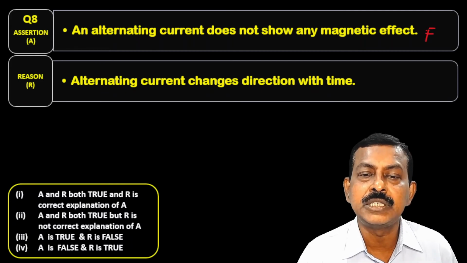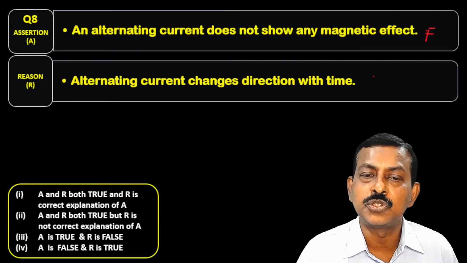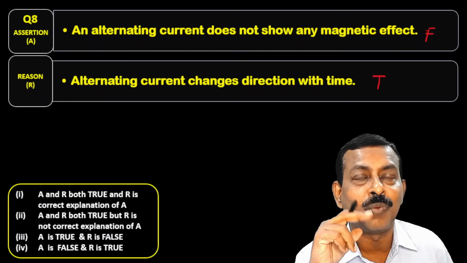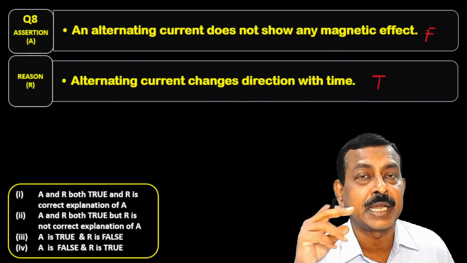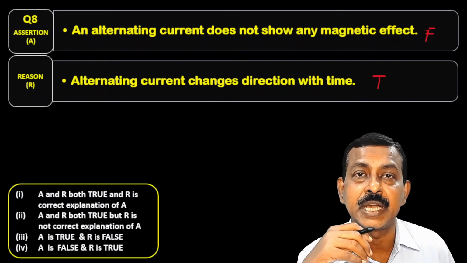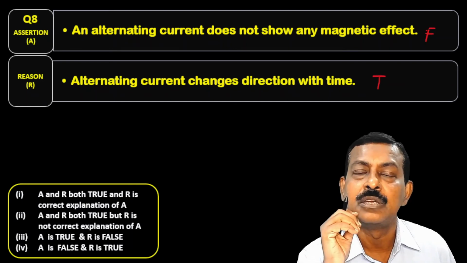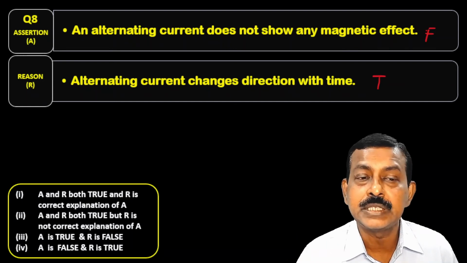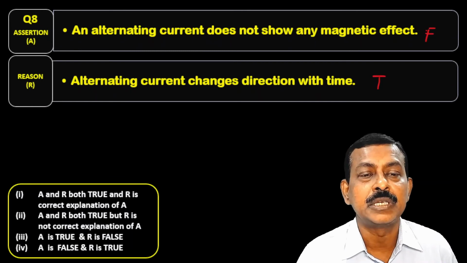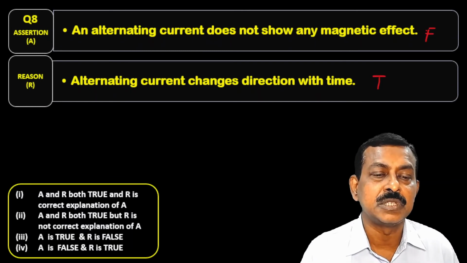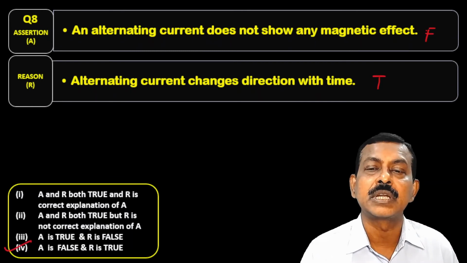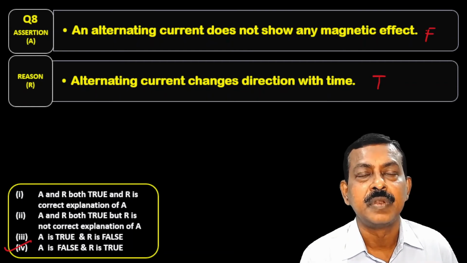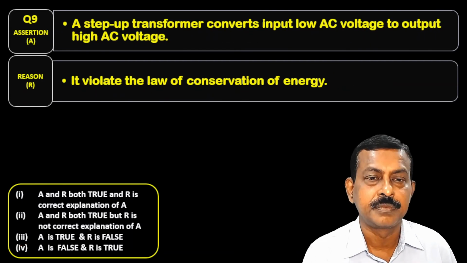Alternating current changes with time. This is true. Alternating current is the one which changes its magnitude and direction periodically with time. So in that case, this is true. In this case, assertion is false, but reason is true. So that means the fourth one is the correct option. Let's take the next question.